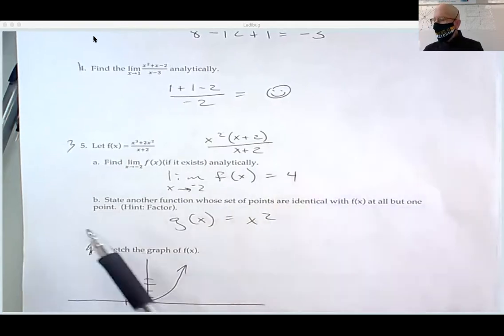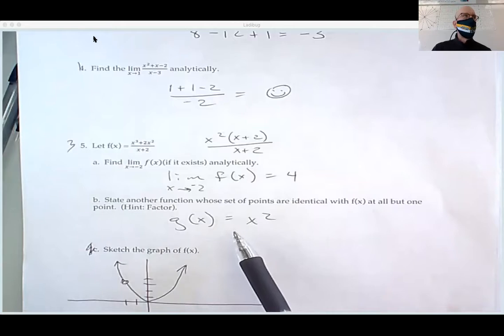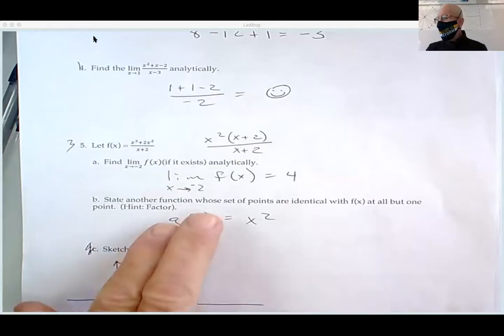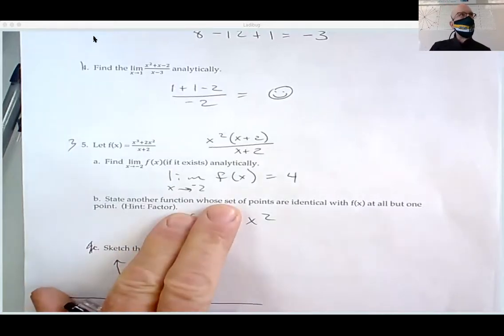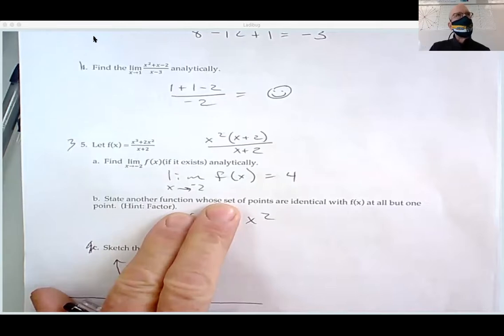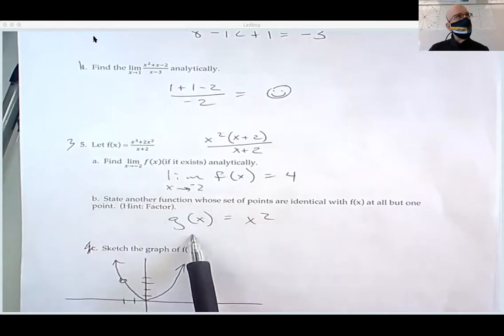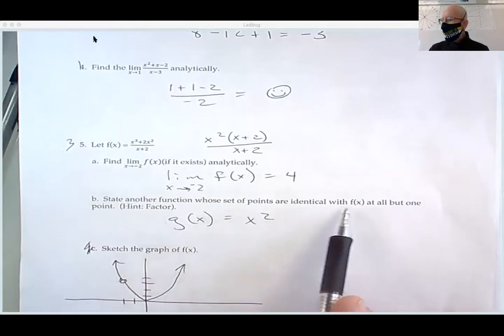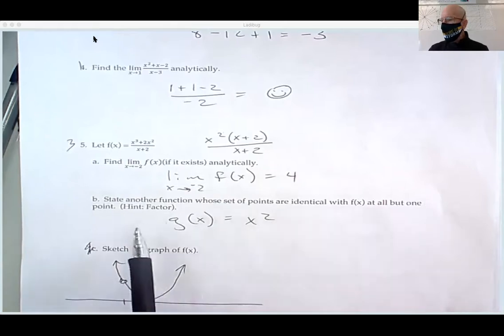Then I say state another function. So it had to be in function form. It could not be y, and it's another, so you can't use f. And you couldn't simply say x squared, because that's not a function. That's an expression. Am I that picky? Yeah. So it's got to be in function form, what the function is equal to, and where all the points are identical with f at all but one point. So you couldn't say f of x equals x squared, you had to use some other letter.